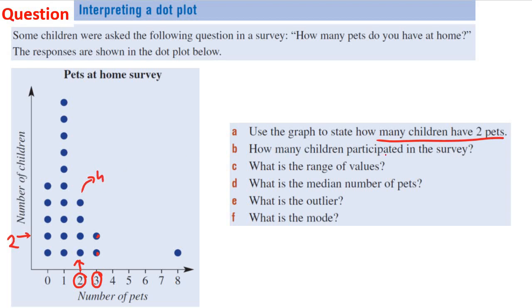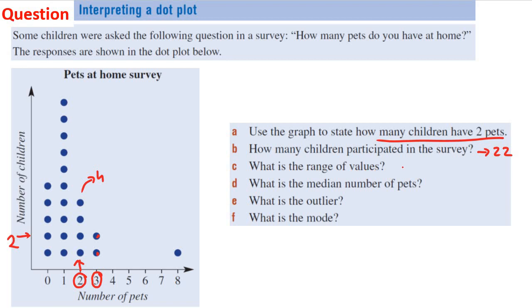Next, how many children participated in the survey? For that you just have to count all the dots over here. Now if you count, you will find that there are a total of 22 dots. So this means that a total of 22 children participated in the survey.